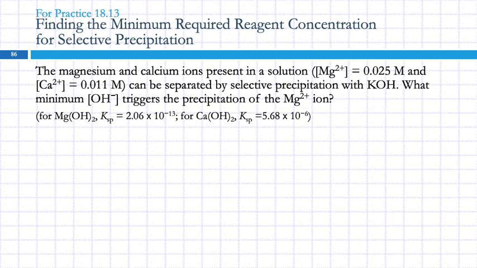The magnesium and calcium ions present in a solution, given their molarities, can be separated by selective precipitation with potassium hydroxide. What minimum hydroxide ion concentration triggers the precipitation of the magnesium ion? So we're interested in the precipitation of the magnesium, and by looking at these KSPs, this is a 1:2 ratio and a 1:2 ratio. This KSP is much smaller, so that one's going to precipitate first. So we can calculate the concentration at equilibrium for that, and anything above that you're going to get precipitation.